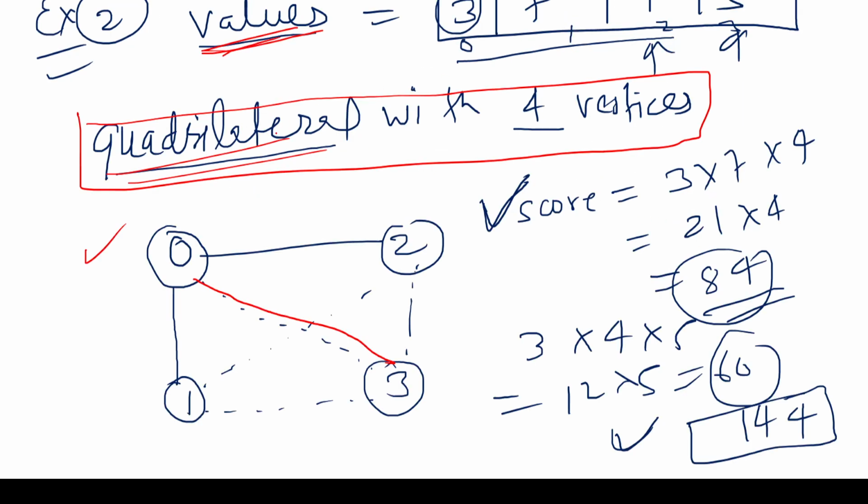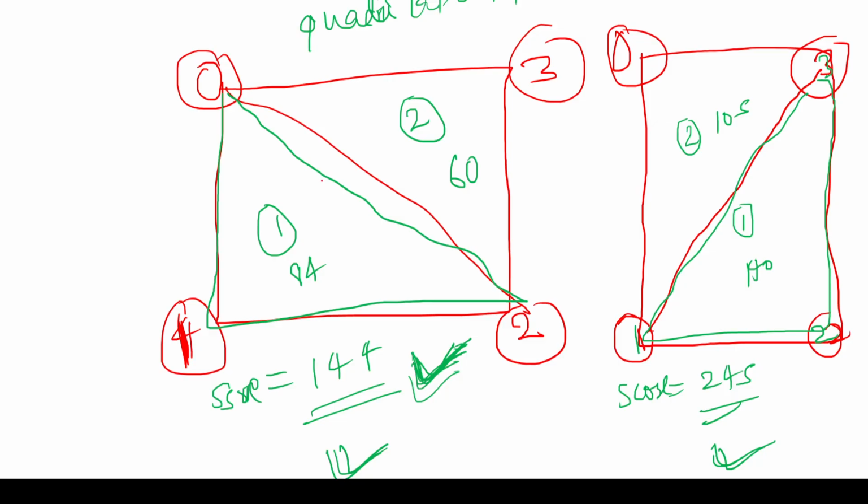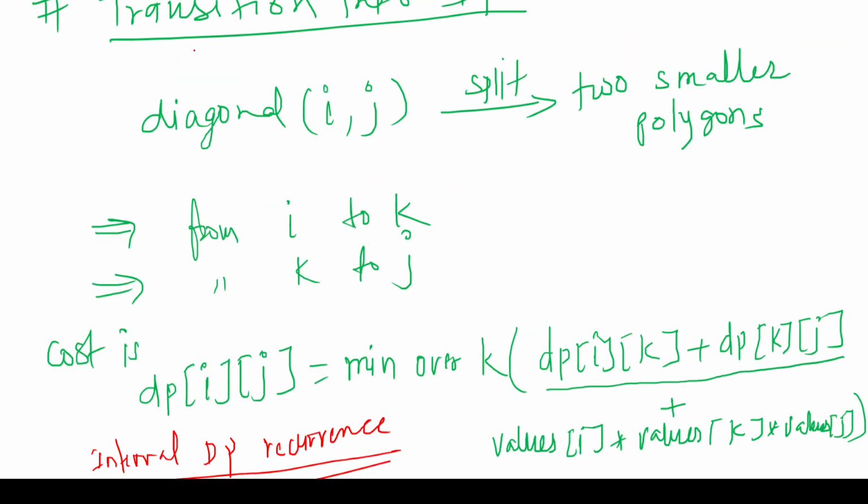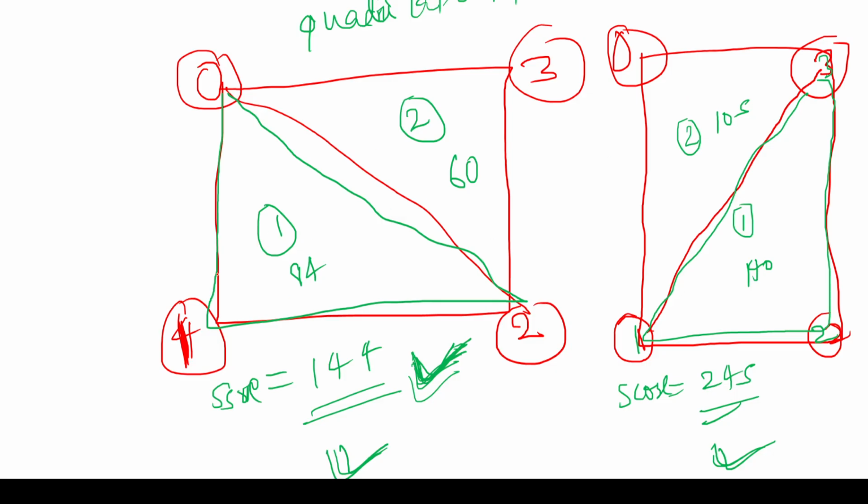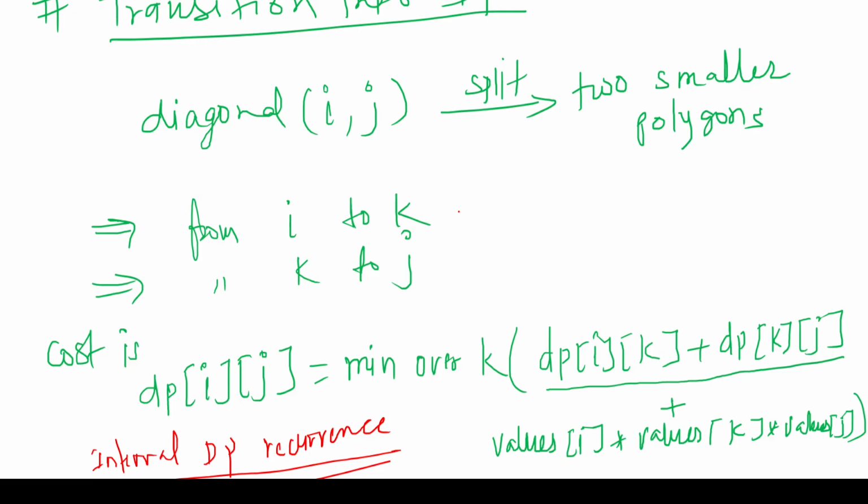Otherwise, if you have a quadrilateral, means we can make a diagonal, we have to split into two smaller polygons, as we have seen here and here. After that, you will find the score and you will take the minimum score, because we need the minimum score. So if you talk about the transition into dp, you have to find the diagonal of the polygon, means you have to split the polygon into two smaller polygons. The big polygon we have converted into a smaller one.